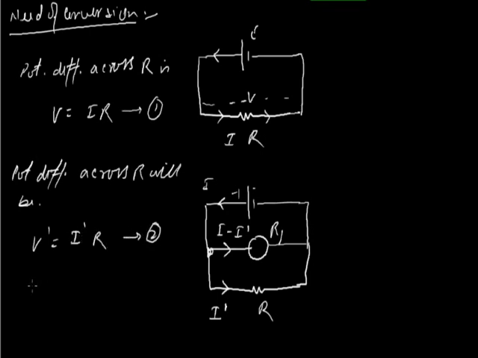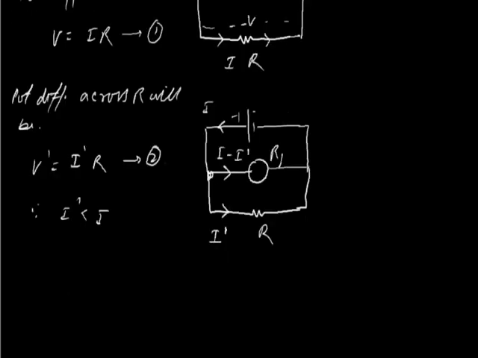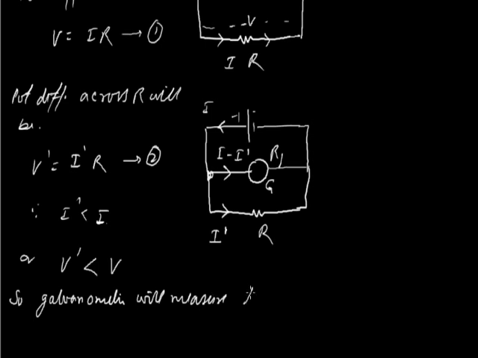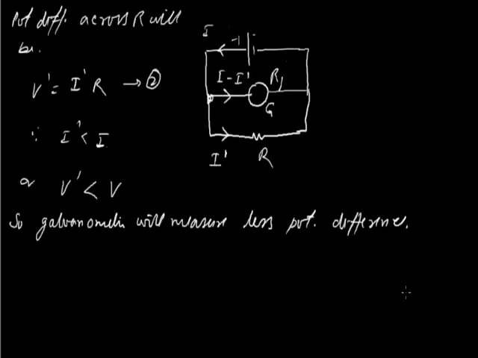Second, because I dash is less than I, the measured value V dash will be less than V. It means this galvanometer will measure less potential difference, not current, potential difference. It is due to the distribution of current. Some part of the main current flows through Rg, the galvanometer coil. That's I minus I dash.